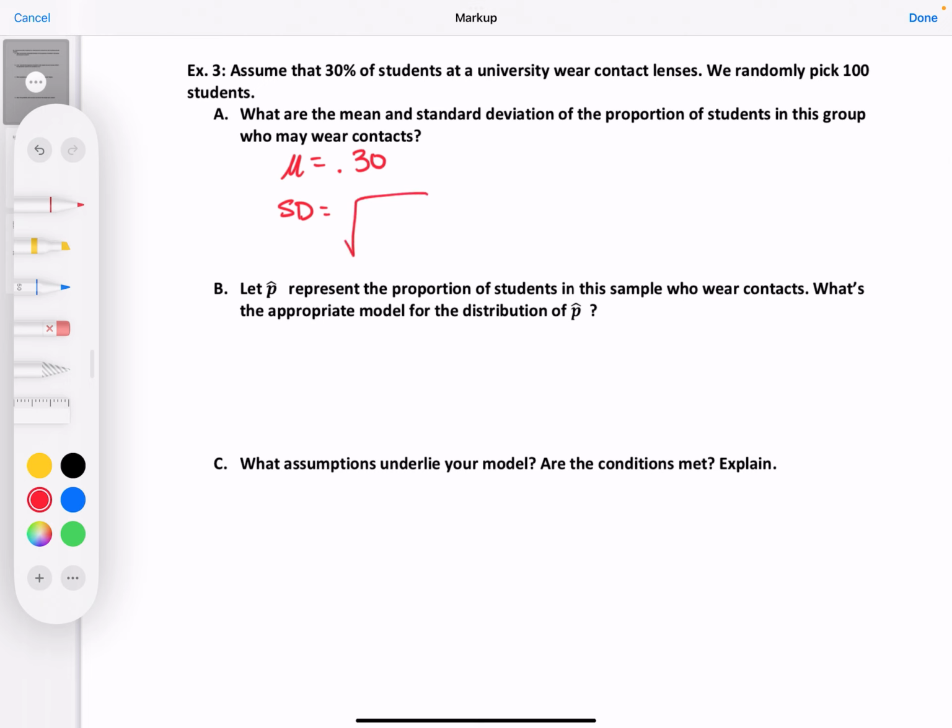The square root of 0.3 times 0.7 over 100. And that would be the square root of 0.21 over 100, so the square root of 0.0021. So that would be 0.046, approximately.